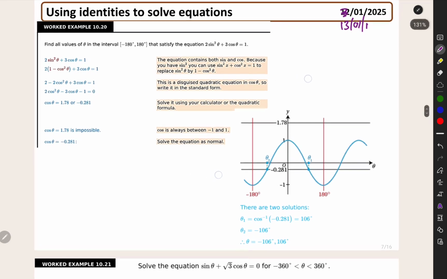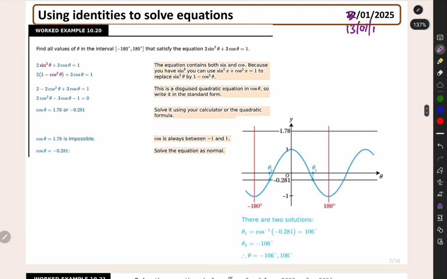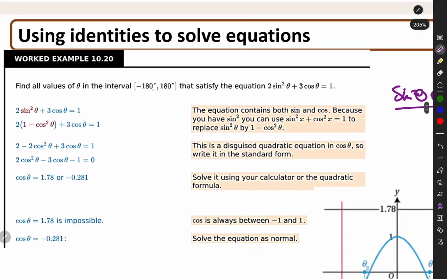So we are also going to look at how we use our identities, starting off with our main identity, sine squared theta plus cos squared theta being equal to 1, and the various ways we can manipulate that. Let's look at this first example here. We're asked to find values of theta in this interval here that satisfy this equation.